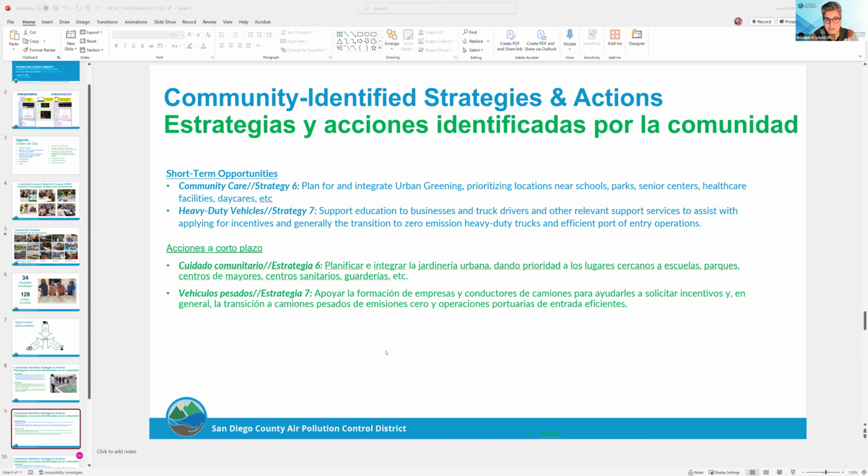And I know I've heard Wendy talk about urban greening, and Trinidad as well, and Elsa. Yeah, I'd love to hear folks' thoughts, and Maritza too. I've heard Maritza talk a bit about urban greening.